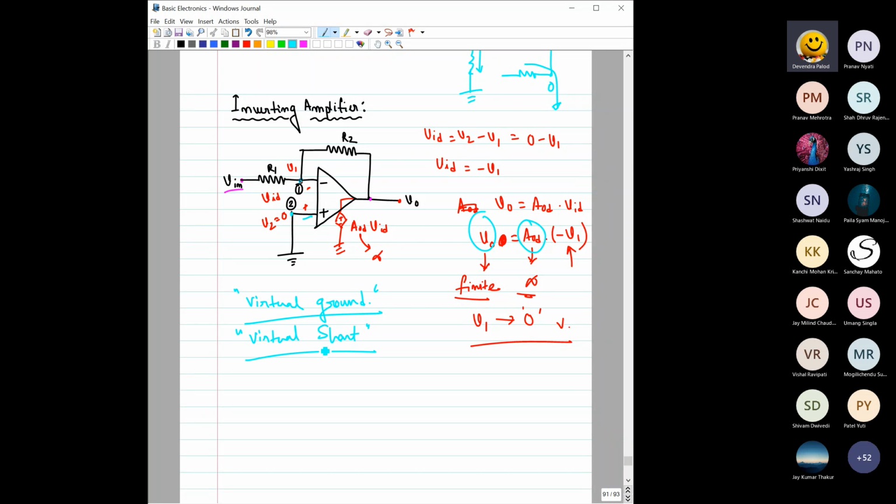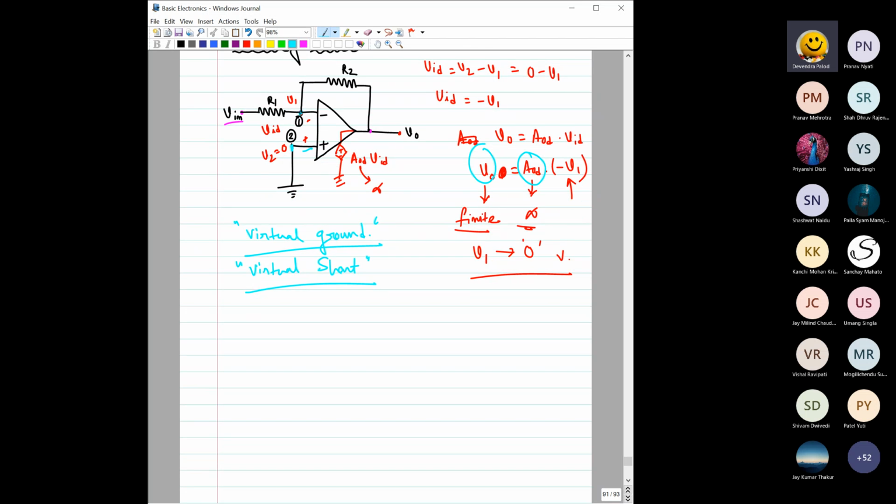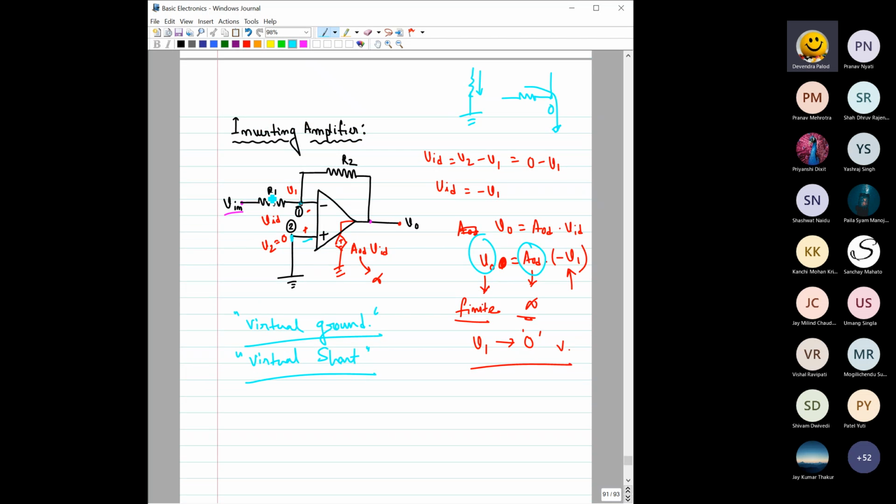So please remember these two things here. Basically, they are the same thing, right? If it is at ground potential, then it is ground. If it is at a different potential, then this would also be at the same potential, right? This concept is important because we will be using it again and again during our analysis of op-amp. So if you have understood this part, then let us go ahead and try to find the closed loop gain of this inverting amplifier.